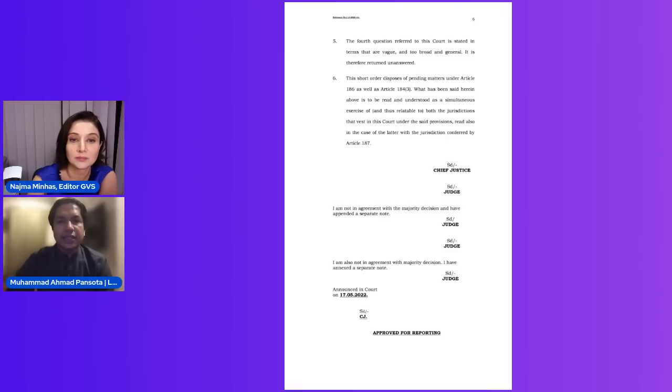What has been said herein above is to be read and understood as a simultaneous exercise and is thus relatable to both jurisdictions that vest in this court. Now, this is very important. The jurisdiction that vests in the Supreme Court of Pakistan under Article 186 is that of advisory jurisdiction and the advisory opinion that it is capable of rendering. And that opinion itself is binding.